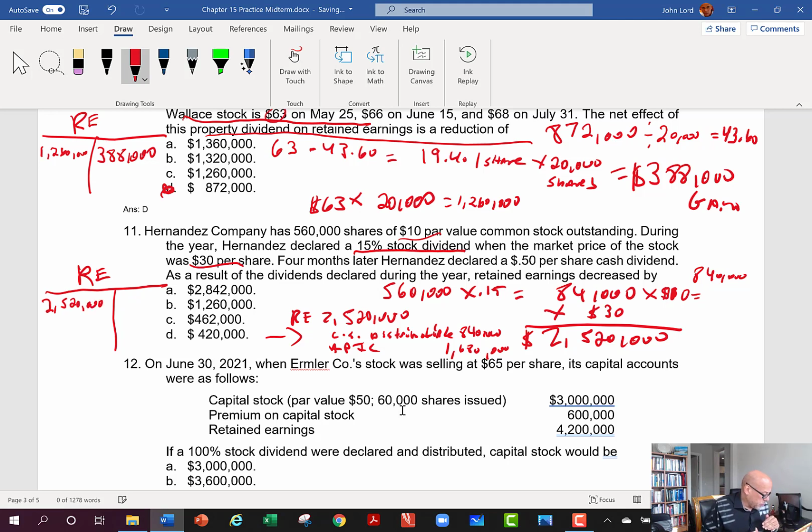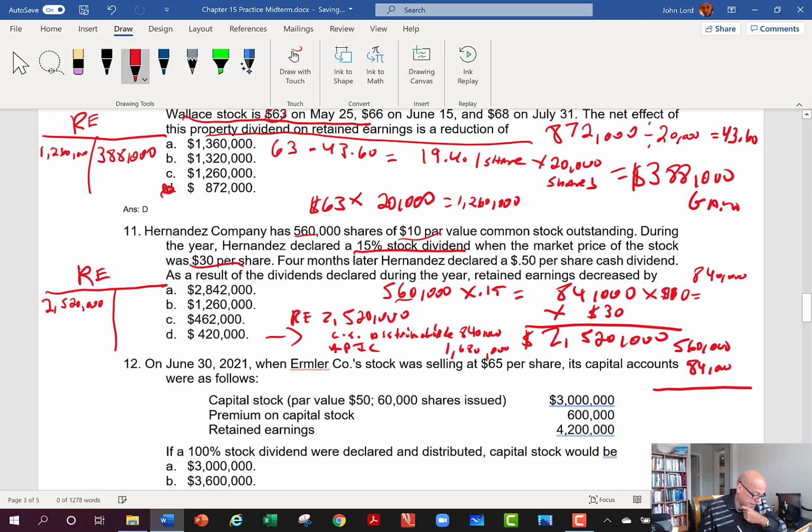Now, what made this question a little more interesting is then they said that they issued that dividend. But at this point, how many shares do I have outstanding? Well, I have the 560,000 where the problem started, right? I have those where the problem started, but now I do have an additional 84,000 shares outstanding.